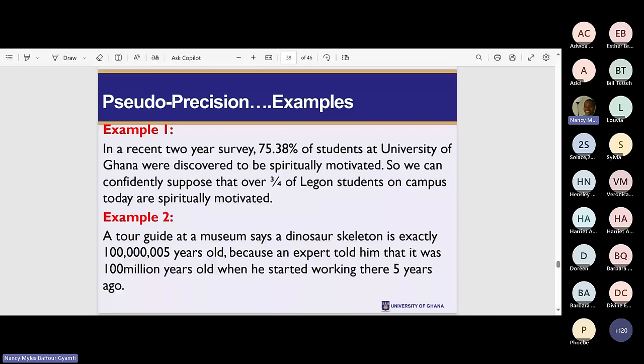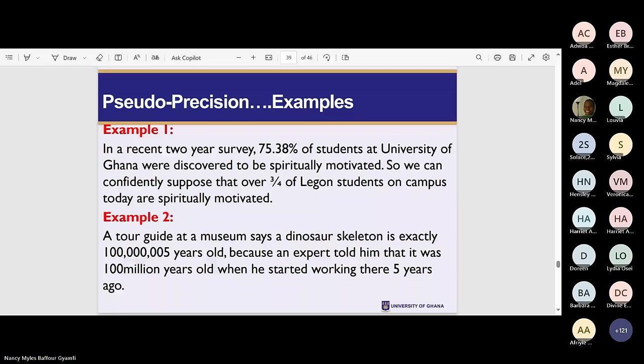Pseudo precision. Recent 2-year survey, 75.38% of students at University of Ghana were discovered to be spiritually motivated. So we can confidently suppose that over 3/4 of Legon students on campus today are spiritually motivated.